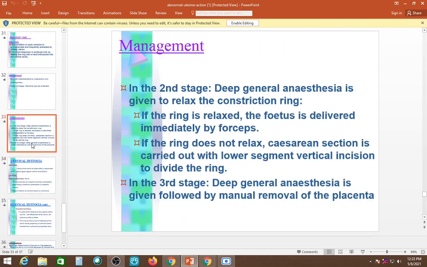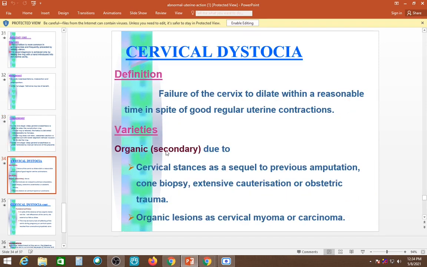Okay, now this is done, finished with the constriction ring. Understand? Yes, ma'am. We already discussed the abnormal uterine contractions. We have done hypertonic. We already discussed the constriction ring. Now we'll come to cervical dystocia.